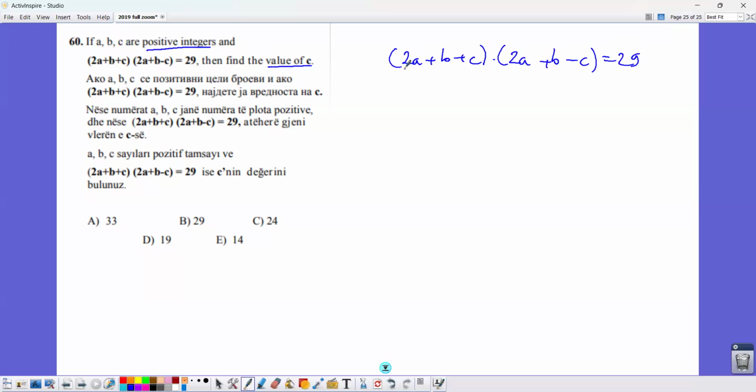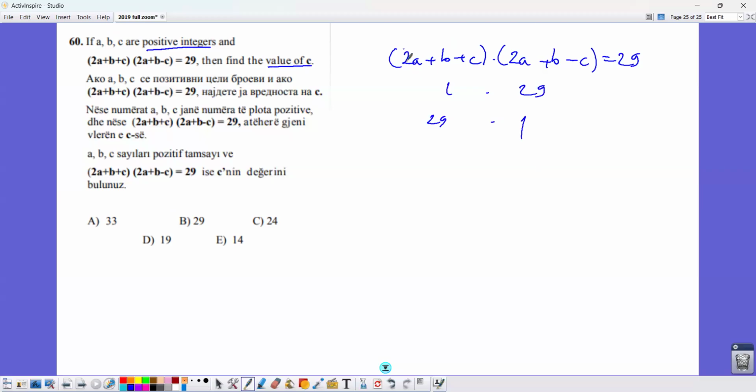Here, the addition of 3 positive integers will be another integer, and also, like we have the multiplication, this parenthesis and this parenthesis, both of them will be integers. So we have a multiplication of 2 integers that will give us 29. We know that 29 is a prime number. You know what prime number means? A number that is divisible only by itself and 1. So the multiplication of 2 numbers that will give me 29 is only 1 times 29 or 29 times 1.